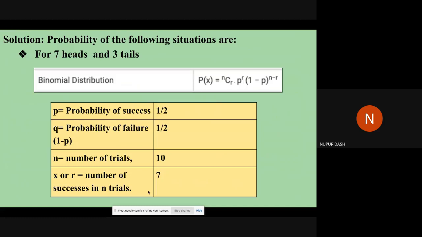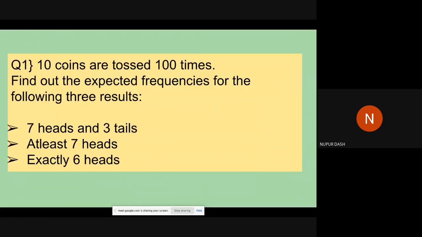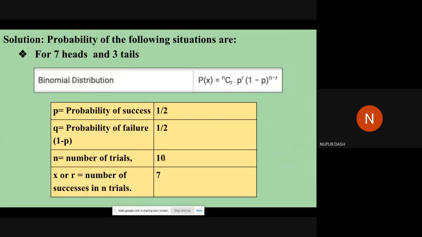Okay. So what would be the probability of getting success, or I can say probability of getting a head? It would be half. And probability of getting failure, what is failure? If you get a tail, then you will have failed, so it would again be half. How many trials? 10 coins are tossed, so the number is 10. And the number of successes r, means how many times you can get a success? 7 times, because here it is given 7 heads.